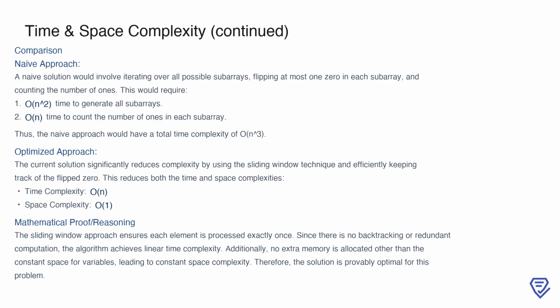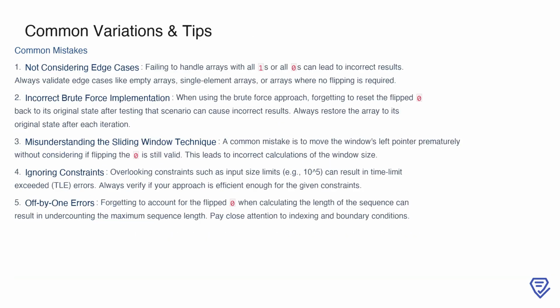The sliding window approach ensures that each element is processed exactly once, with no backtracking or redundant calculations. This proves that the algorithm is optimal for the problem, achieving both linear time complexity and constant space complexity. When solving this problem, there are several common mistakes to watch out for. First, not considering edge cases can lead to incorrect results.